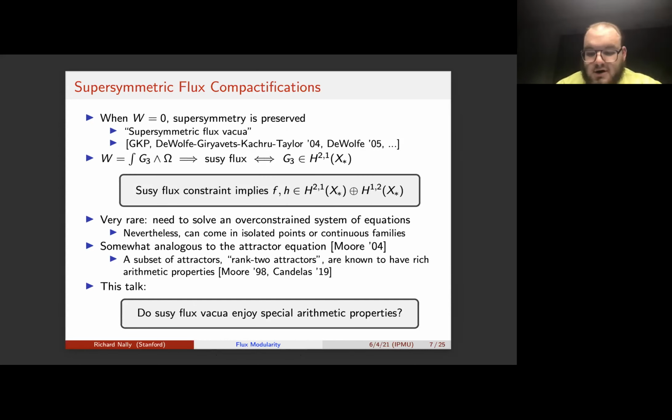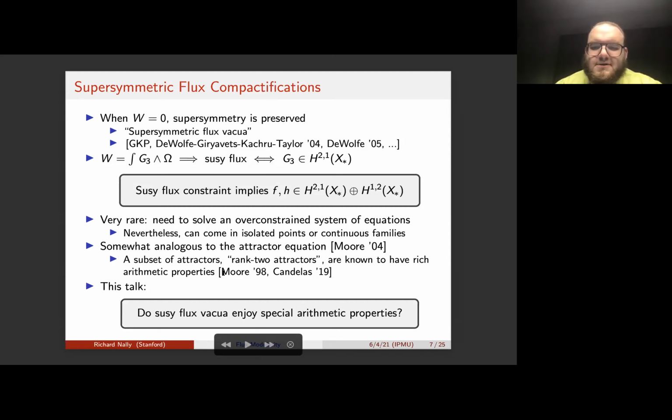And so for most of this talk, I'm going to be dealing with continuous families because they provide us with a very rich example to study our conjectures in. And so this condition, F and H in (2,1) plus (1,2), is quite analogous to the attractor equation. The attractor equation says that I have a charge gamma, which is in (3,0) plus (0,3). So instead of a charge in (3,0) plus (0,3), here I have fluxes in (2,1) plus (1,2). So we know that some attractors, rank 2 attractors, where we have 2 charges in (3,0) plus (0,3), have a rich arithmetic structure.